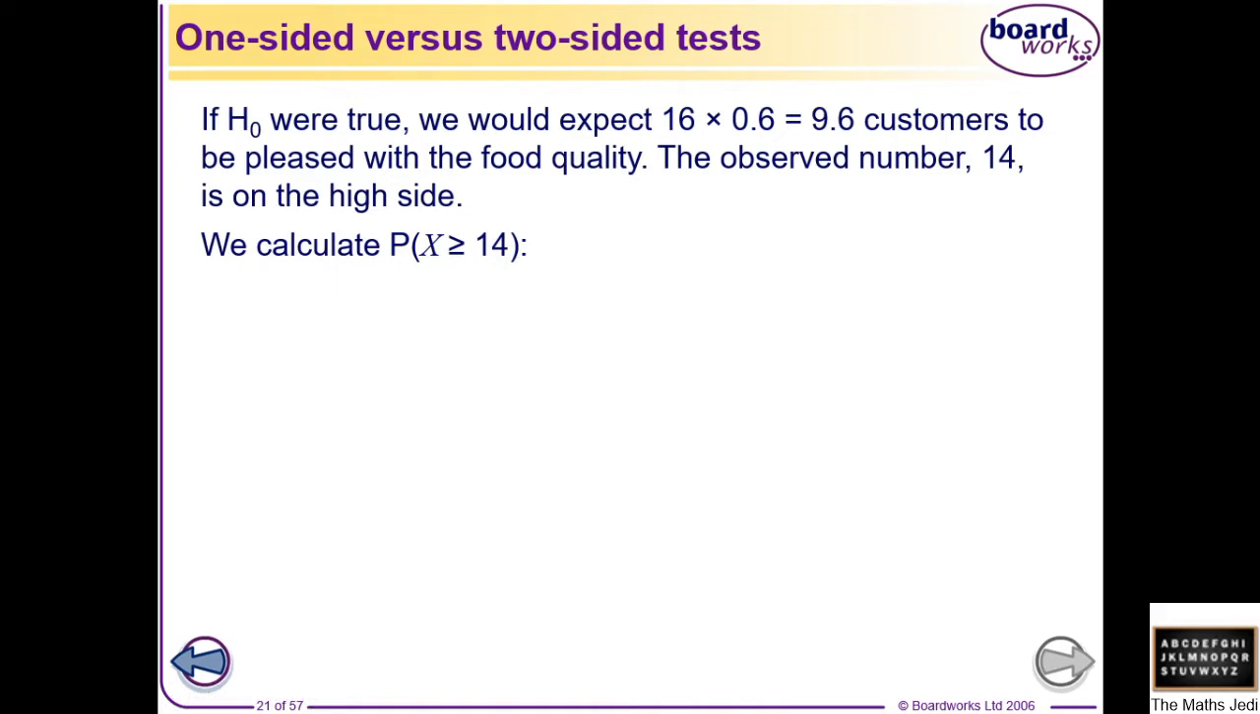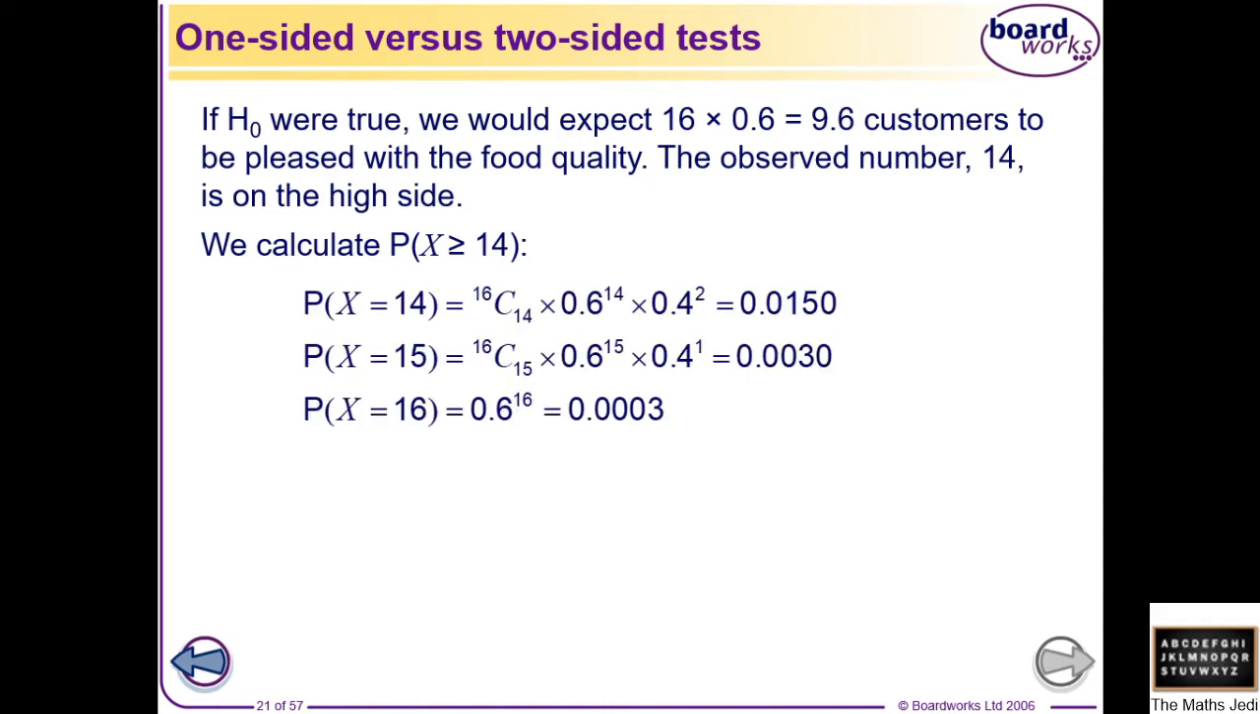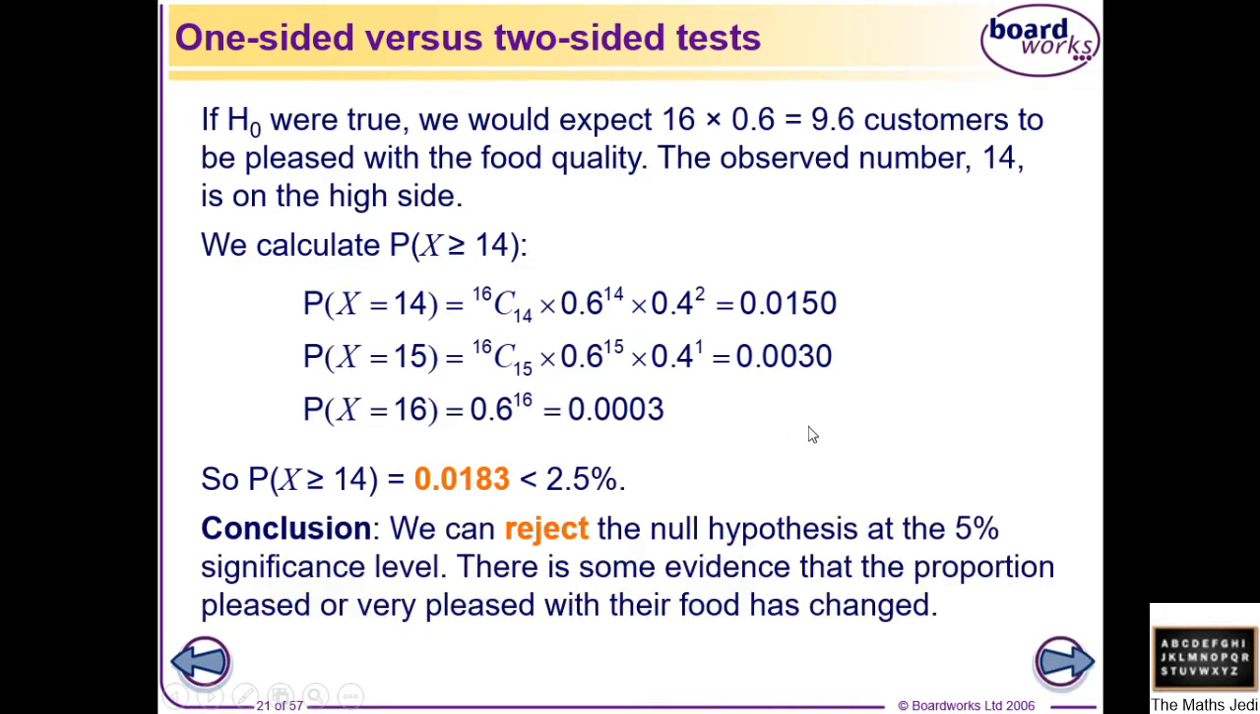Now you can use tables for this. We can look at the probability of it being less than or equal to 13 and then take that away from 1. And they actually do work out how the probabilities work from 14, 15 to 16. So you could do that. You could also use a calculator, of course, which I have showed on previous videos to work it out. Eventually they do get the cumulative probability as being 0.0183, and that's less than 2.5%. So this is lying in the critical region. And if it's lying in the critical region, they can reject the null hypothesis.